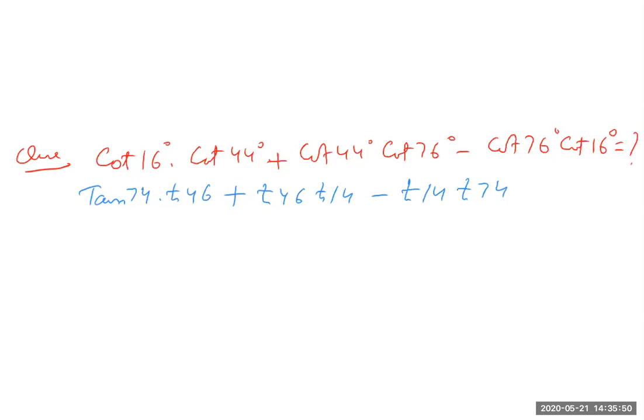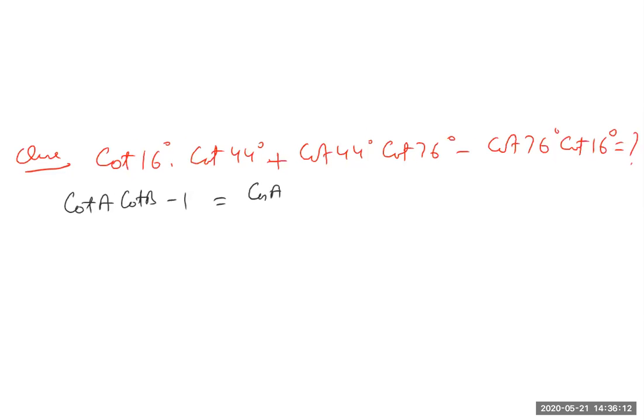So I'm explaining without converting. There is no unique method you have to follow. I'm just explaining one easy method, that is all. So cot A cot B minus 1, suppose. This is cos A upon sin A, cos B upon sin B, minus 1. So this will be cos A cos B minus sin A sin B, that is cos(A plus B) upon sin A sin B.